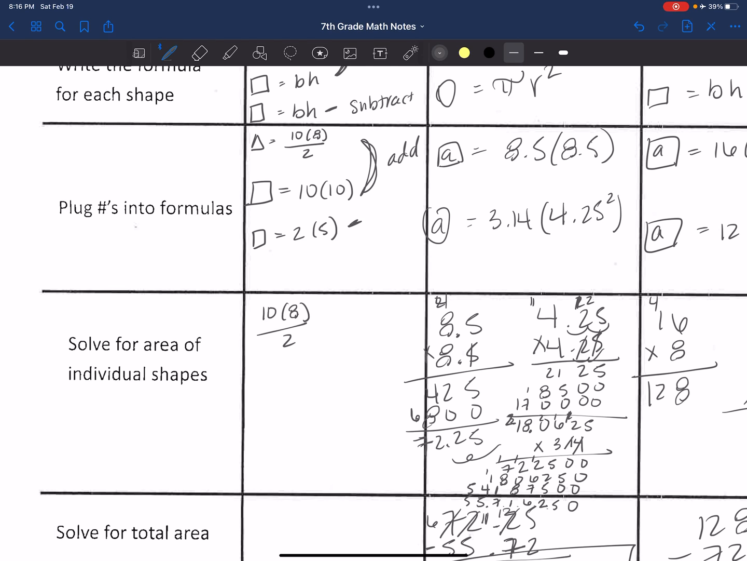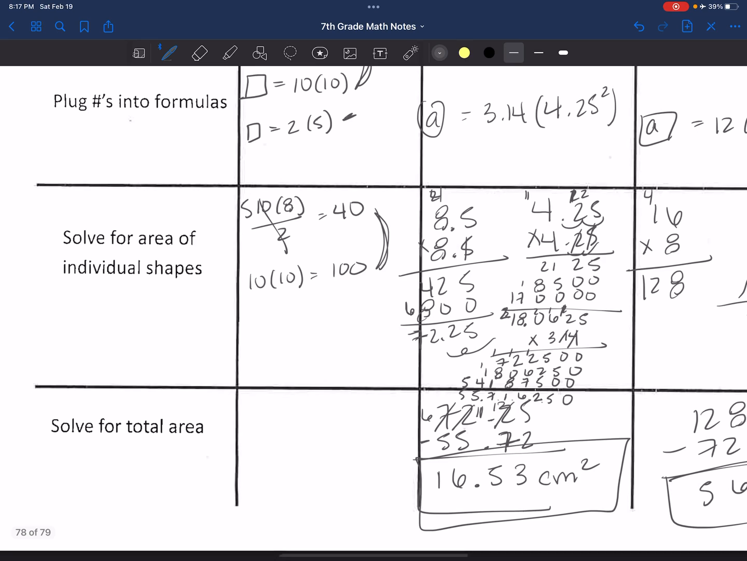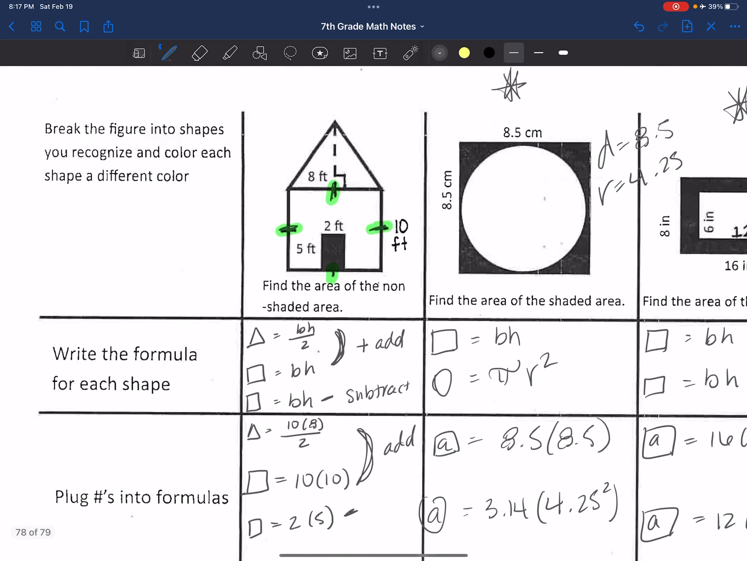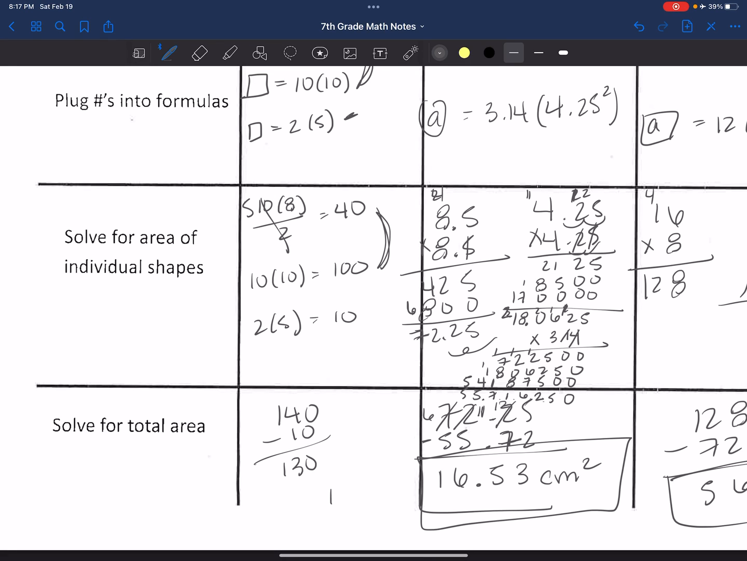10 times 8 divided by 2. I'm going to cut my 10 in half. That equals 40. 10 times 10, I already know that that's 100. Therefore, those added together equals 140. And then lastly, 2 times 5, I know is 10. Man, I could have done this in my head. 140 minus 10, take away 10, is 130. Therefore, it's feet. 130 feet squared is my final answer.